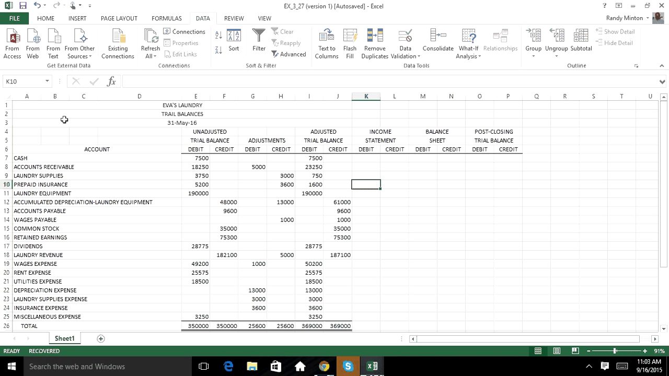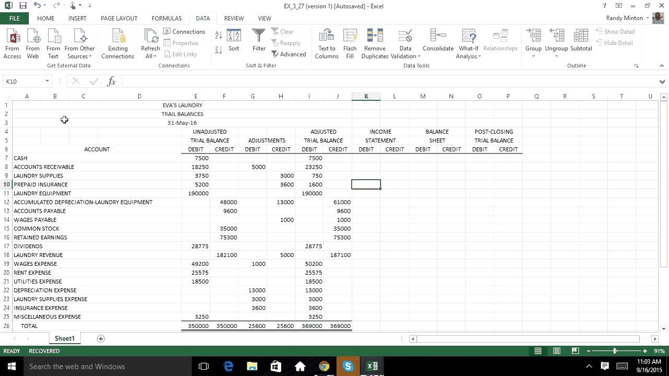I'm going to go over exercise 3-27 in your book, and I've gone ahead and created for you the unadjusted trial balance debit and credit and the adjusted trial balance debit and credit. And the adjustments themselves I have already made for you so that you can follow along. I'm going to walk through them one by one so you can see what I've done and why I've done it. So without further ado, let's get started.